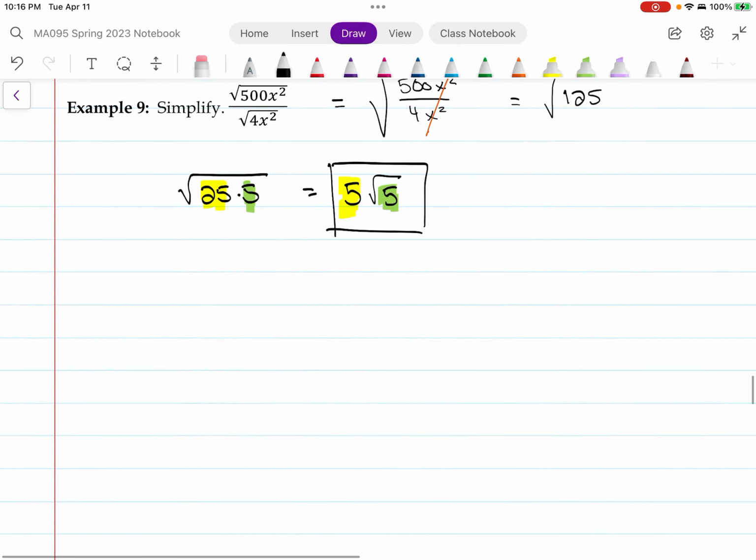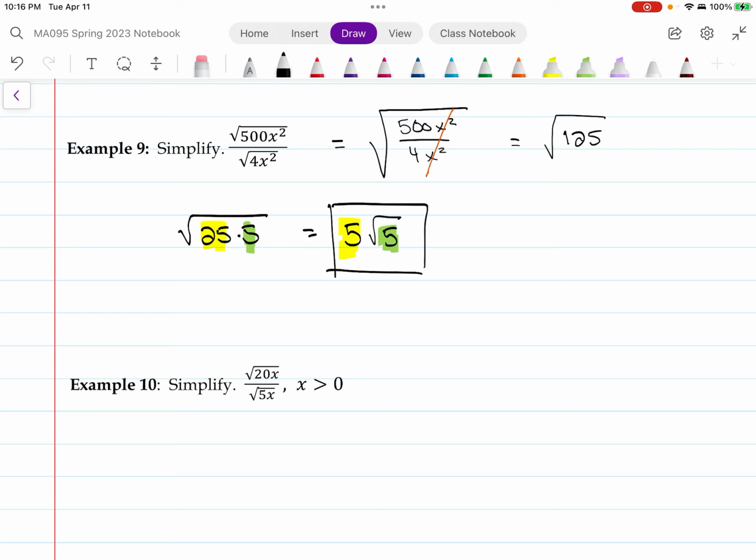All right, let's continue on. The next one is similar, so I think you should probably give that a try. Oh, I forgot to erase this. This is necessary, but for our purposes, not so much. We just need to know that x is greater than 0, so we know we're not dividing by 0.